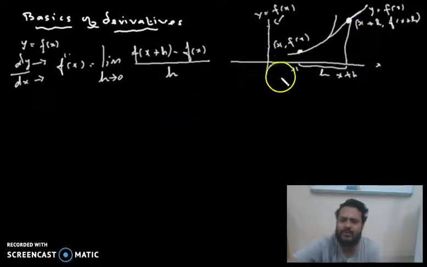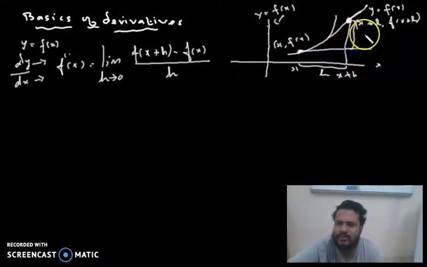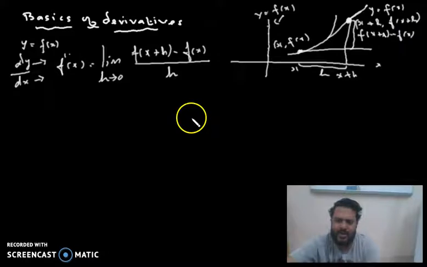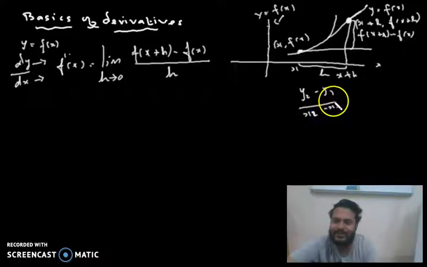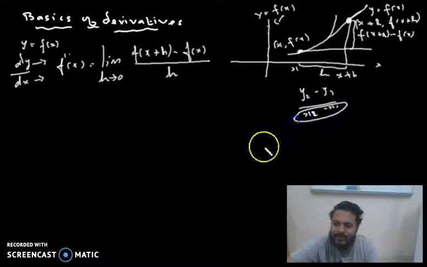Now applying this rule, what you will be getting, this is h, and consider this distance. What is this distance? Y2 minus y1, right? So it is f of x plus h minus f of x. So it's nothing but the rule you have studied in your school. Y2 minus y1 by x2 minus x1. That is the difference in y with respect to the difference in x. But now we are just making it more refined.